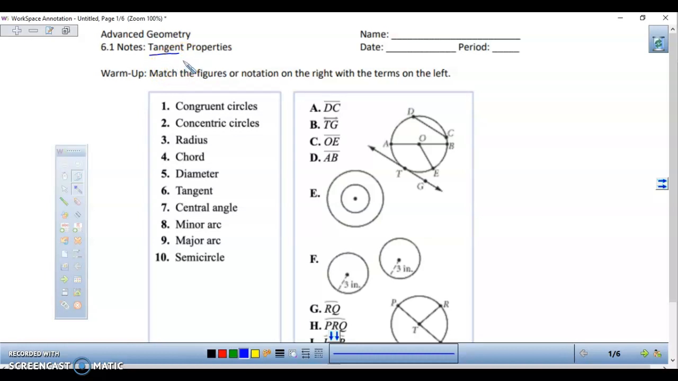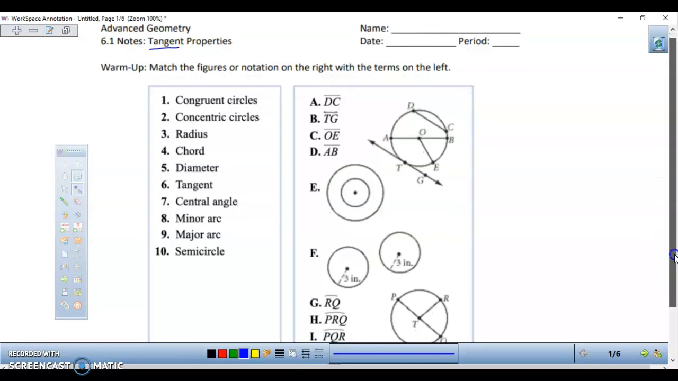So, the first thing I'd like for you to do today is to pause this video and do this warm-up if you have not done it already. And then when you're done, come back and check your answers as just a quick way for you to gauge if you understand the vocabulary so far about circles from section 1.7.